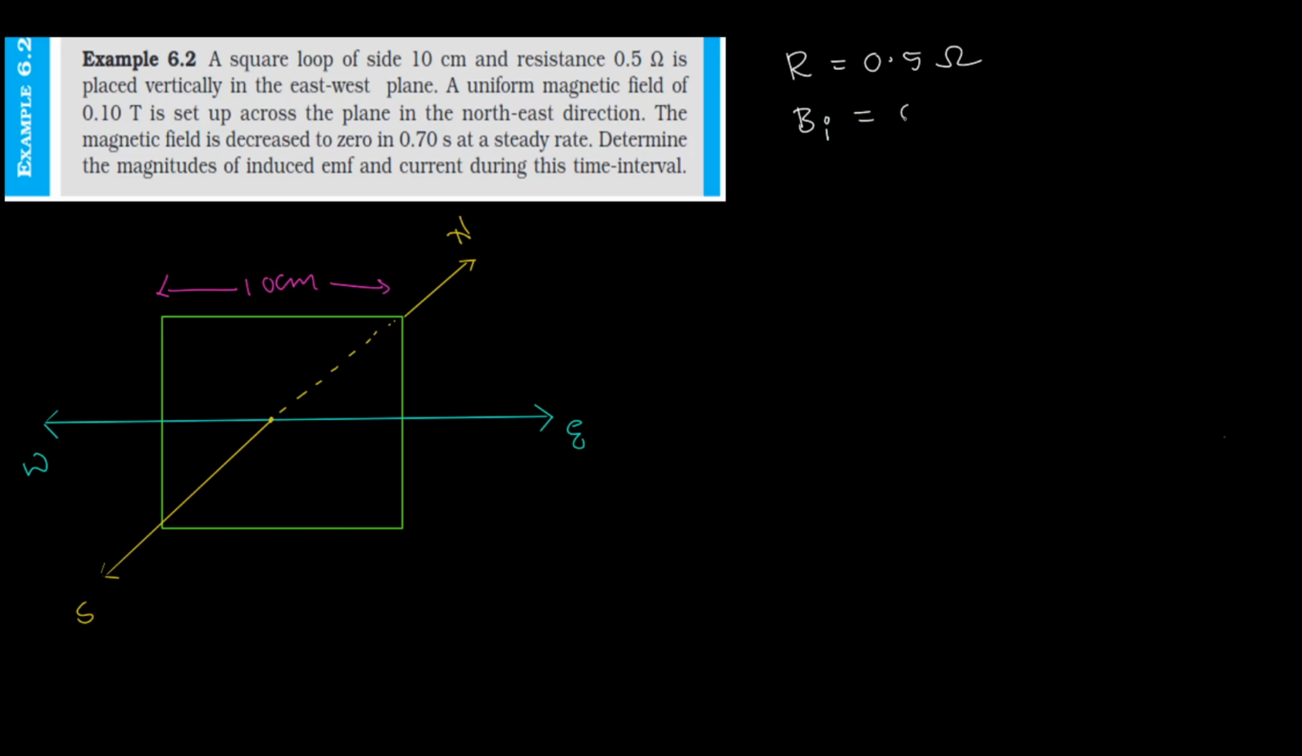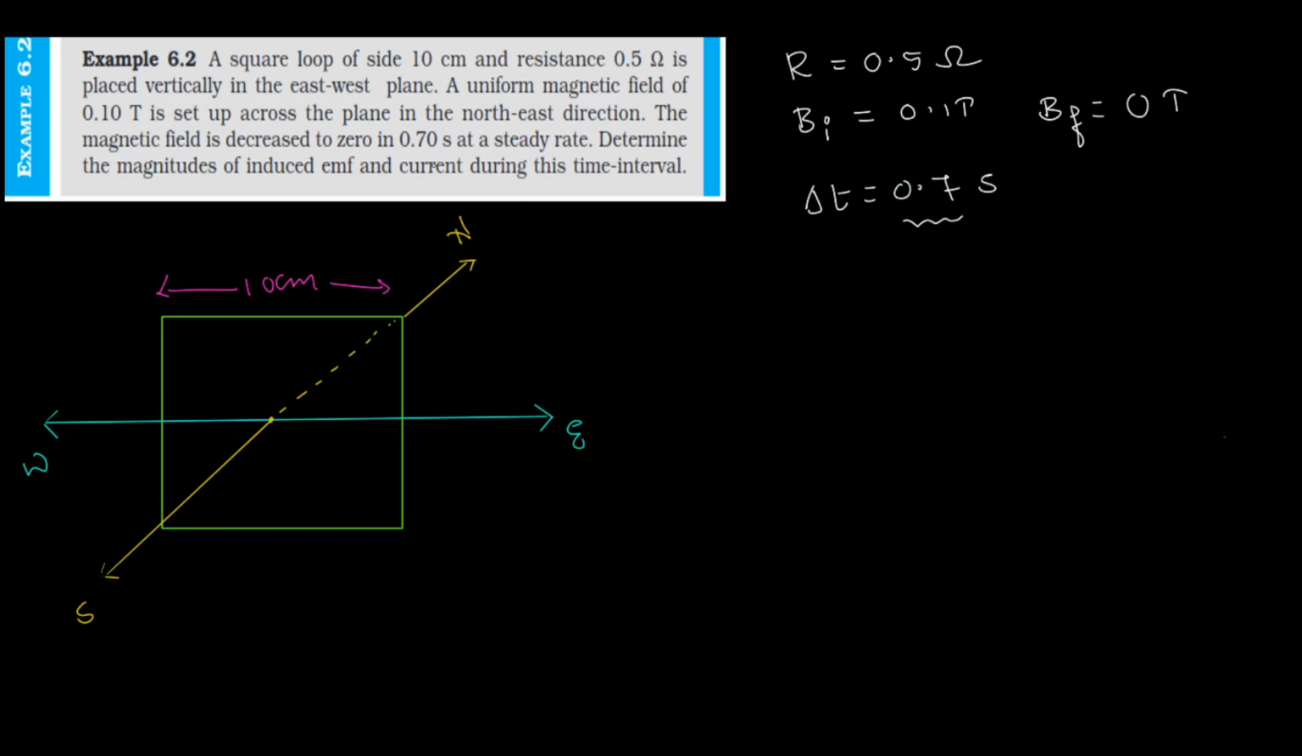Initial magnetic field was 0.1 tesla, and after a while we eventually changed the magnetic field, so final magnetic field BF is 0 Tesla, right? So we changed it. All this happened in a time interval of 0.7 seconds. So we changed the magnetic field from 0.1 Tesla to 0 Tesla in 0.7 seconds. What else is given?